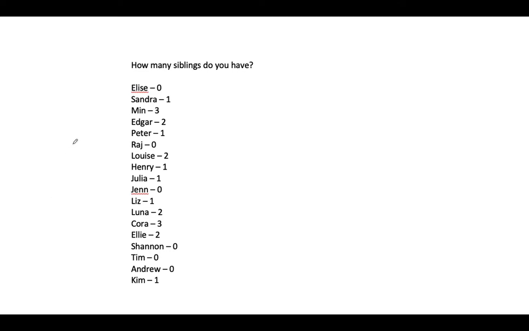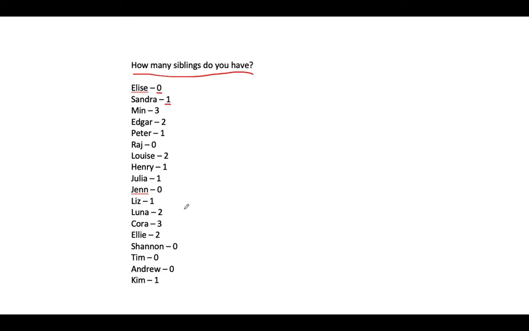So the first slide I'm showing you here is answers to the question, how many siblings do you have? When we're collecting data, we're often starting with a question or a series of questions. That could be like a survey, for example. In this example, we're going to be working with this question: how many siblings do you have, in a class of 18 students? So you can see the names here, and then beside are their answers. For example, Elise has 0 siblings, Sandra has 1 sibling, etc.